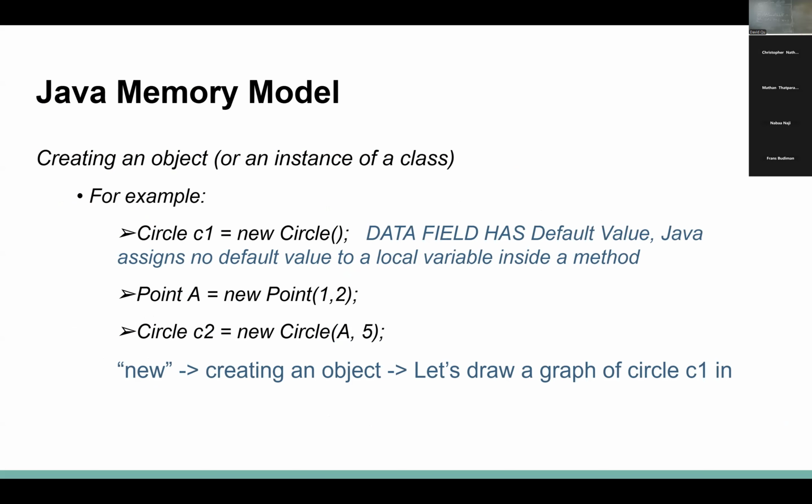Here is an example of creating an object, for example Circle with new Circle. There is one thing to mention: the data field has a default value. Java assigns no default value to a local variable inside a method, which means you can have no value here. And if you create a new object, let's draw how you create a new object.